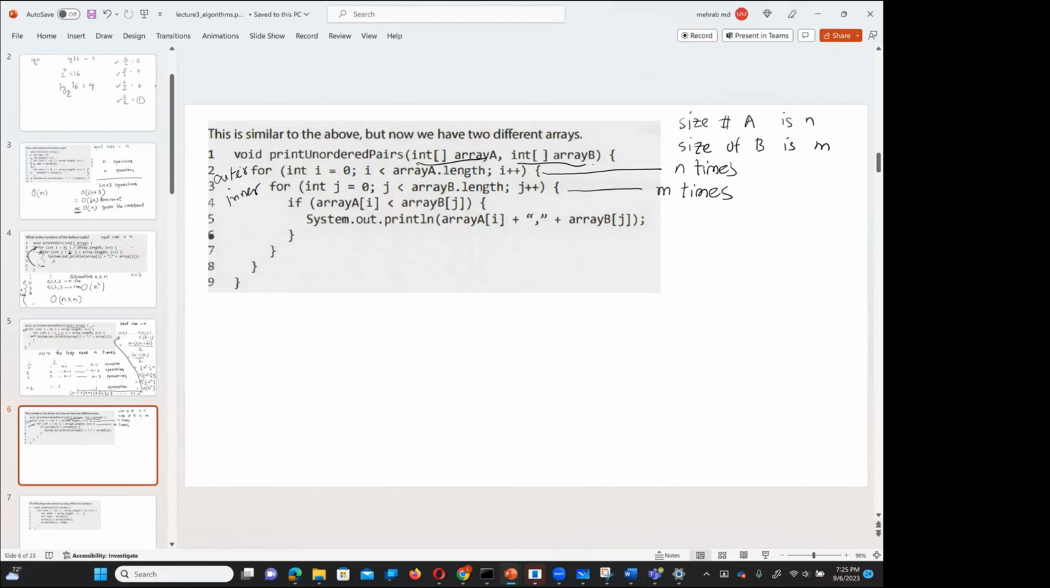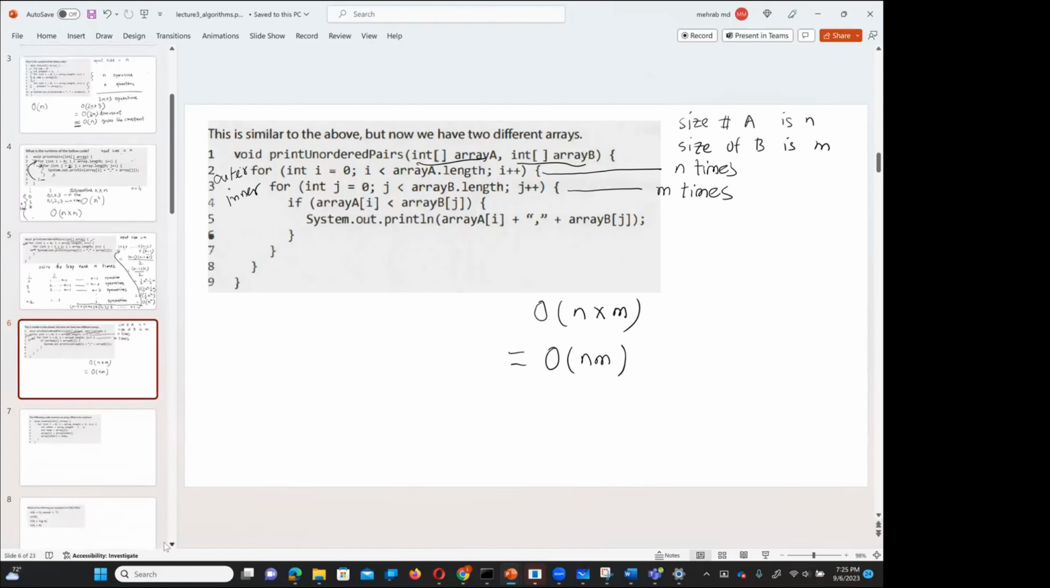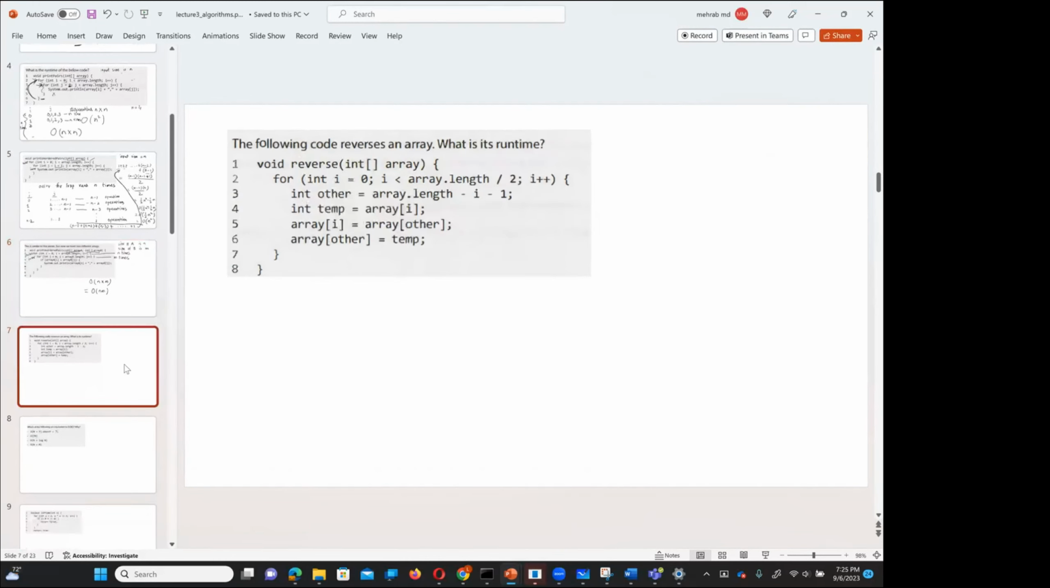In total, how many times does this piece of code run? N times M. Order of n m, right? Here we cannot say more, because depending on the values of n and m it varies, but the best we can say is that this is an order of n m algorithm. So far, does it make sense? Okay, let's move on to the next one.